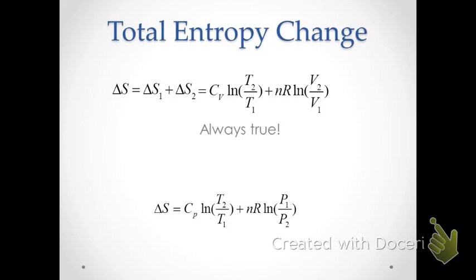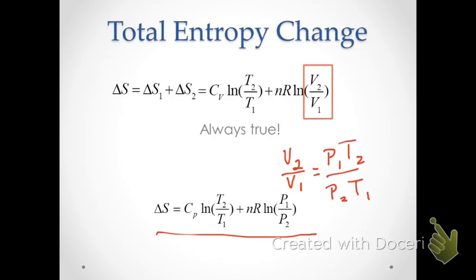Now, if we have the initial and final pressures rather than the initial and final volumes given to us, of course we can always use the ideal gas law to calculate initial and final volumes if we have the pressures and the temperatures. But here is an alternative expression we can use when we have pressures instead of volumes. We derive this by using the ideal gas law, noting that V2 over V1 was equal to P1 T2 over P2 T1, and making the substitution and then rearranging. When we do that, we will get the expression down here.